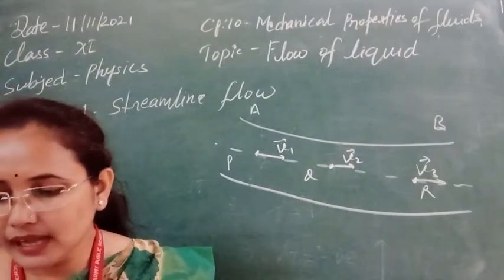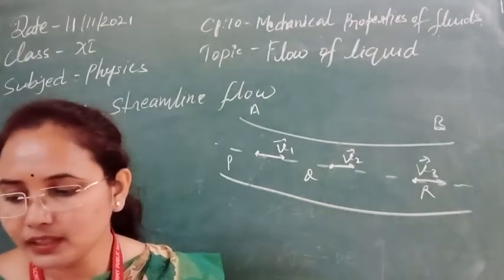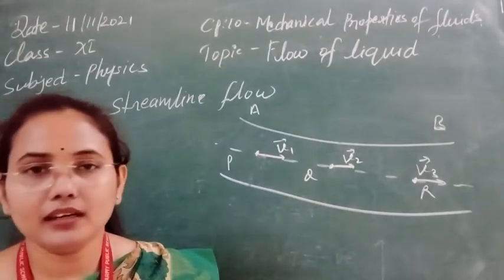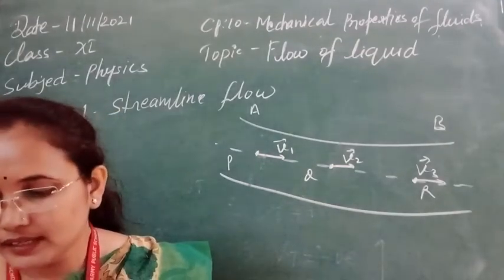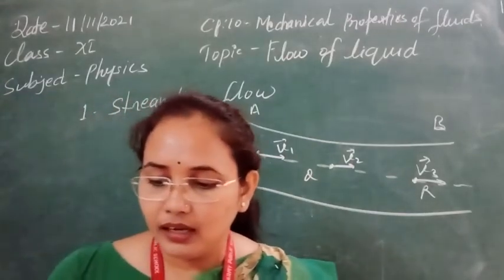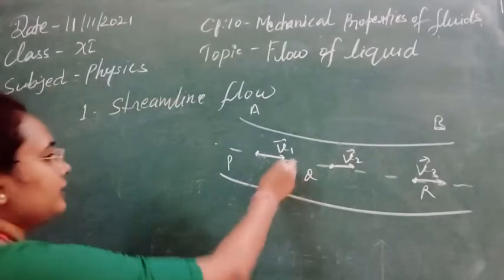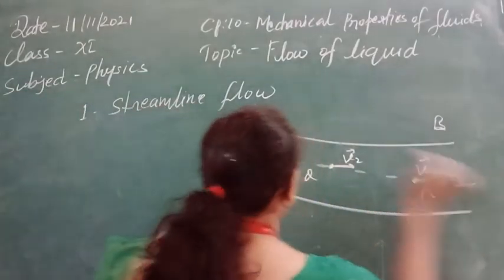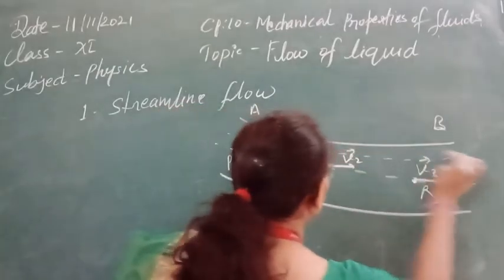So streamline is the actual path that is followed by the procession of particles in a steady flow, which may be straight or curved, such that the tangent at any point indicates the direction of flow of the liquid at that point. So you can see in this case it can be straight, or this streamline flow can be curved also.